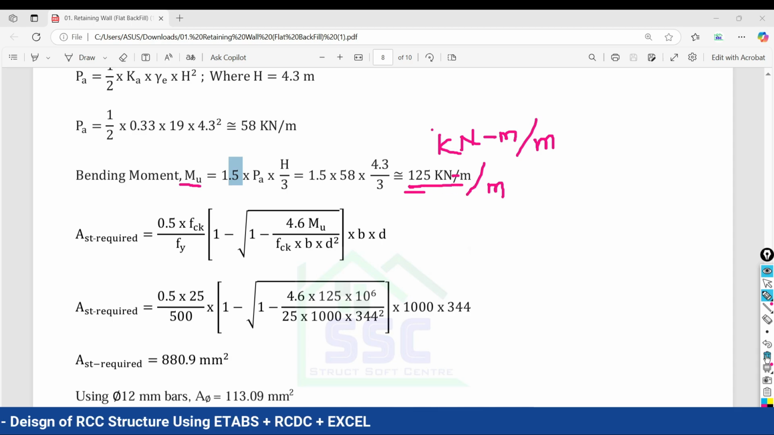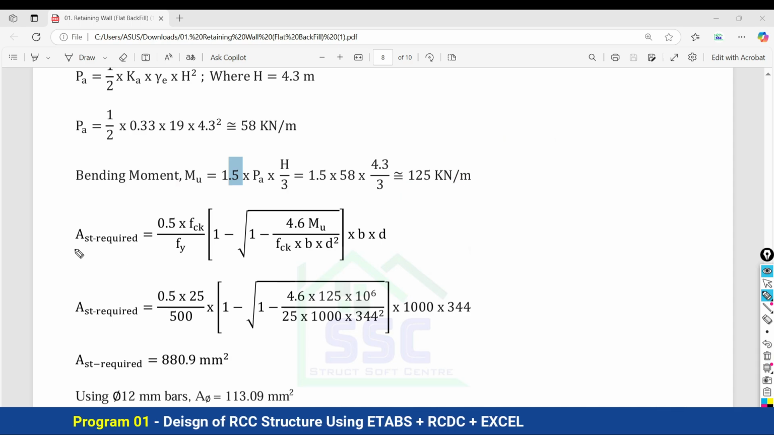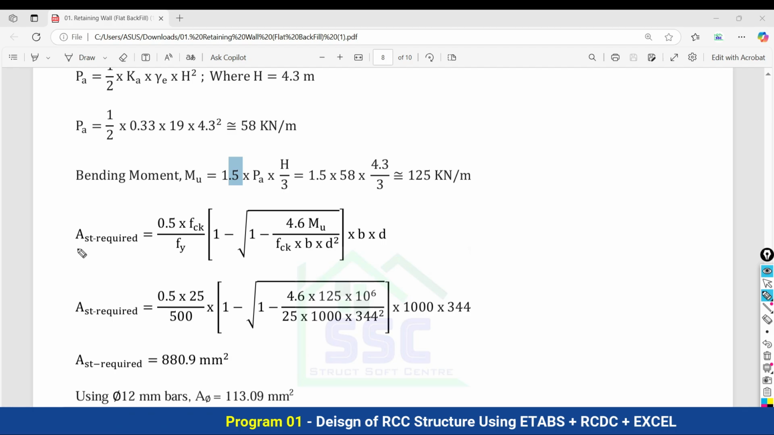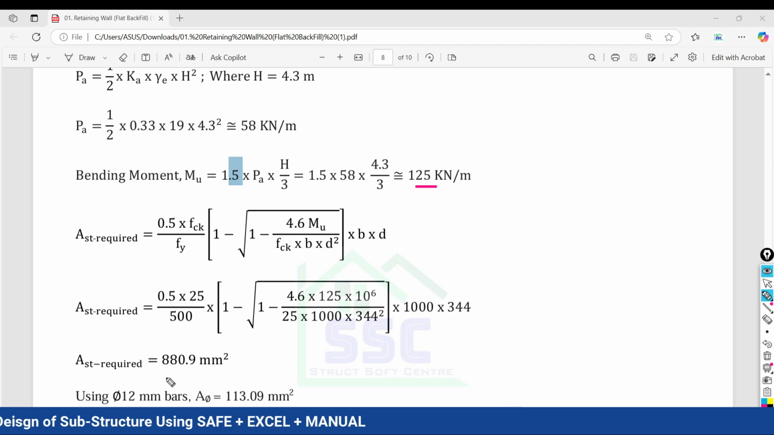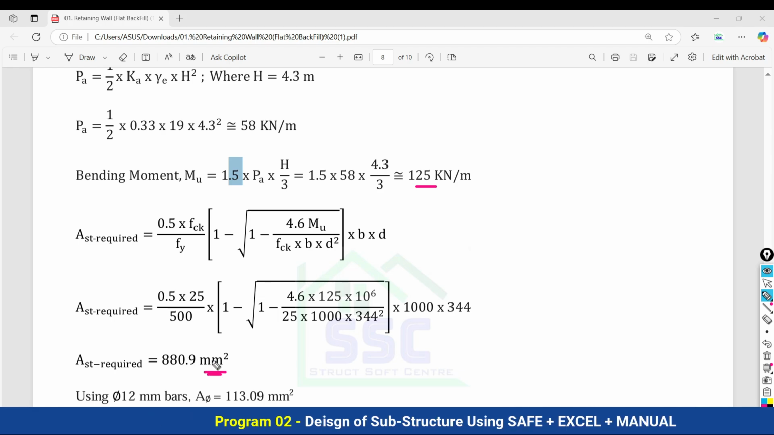Now, after all of this, next we have to calculate what reinforcement is required at the base of the cantilever portion. So the formula you have to put here, all the values you have to put here, and after giving all the values, we will come to know the reinforcement required for this flexural design of the vertical stem as 880.9 mm square. This much area of reinforcement needs to be provided.